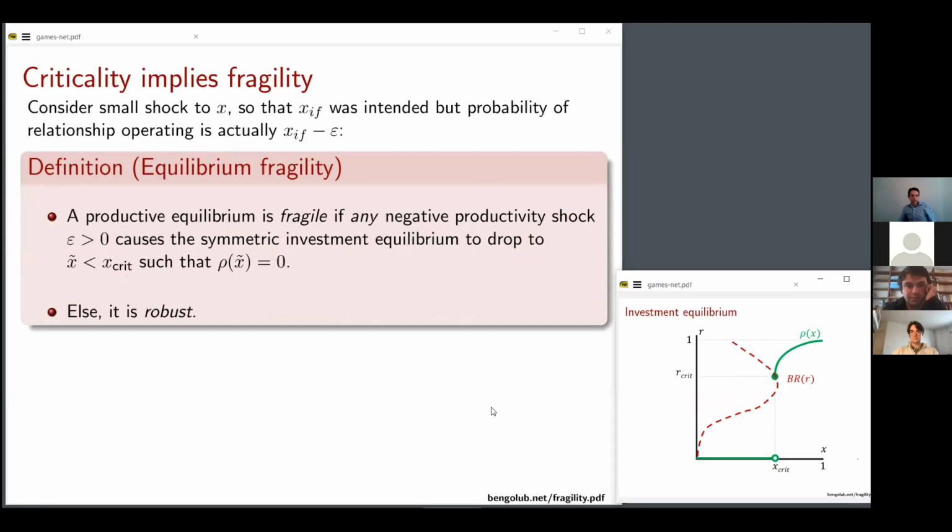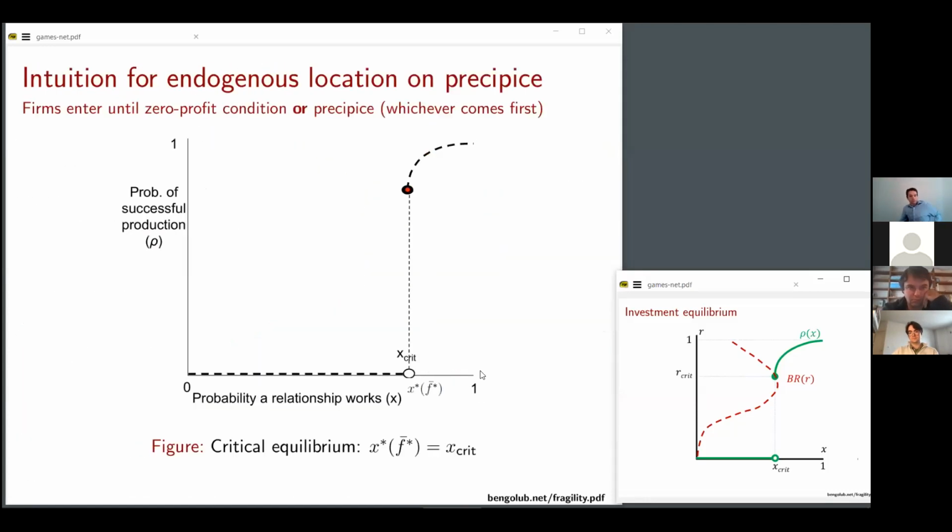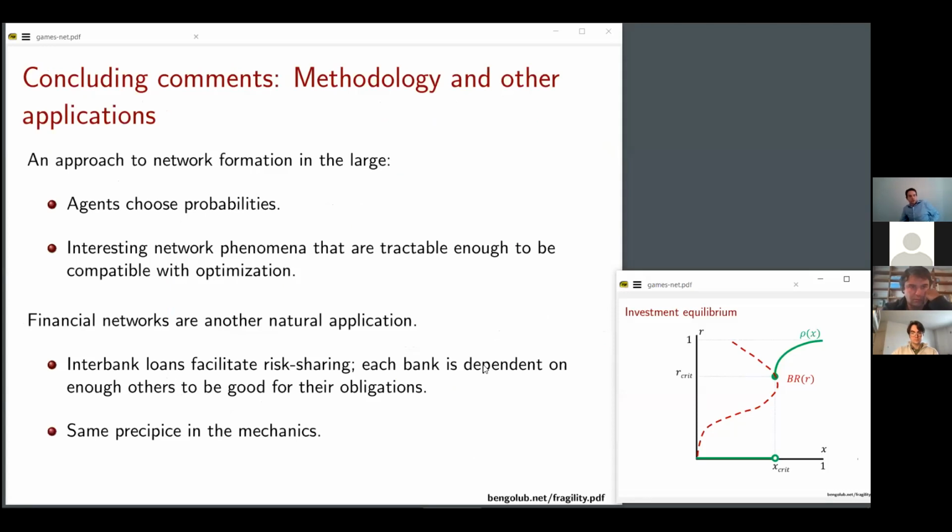And of course, the last thing to say is that criticality implies fragility. I don't need to say much about that. Basically, if you have a little shock at this point to X, everybody was hoping for this X, but the actual X you get is a little worse because we have a surprise pandemic. Then the economy, if it was configured here, will suddenly drop to zero production, and in these richer models, it drops not to zero, but to some much lower level than you had before, because firms have to switch to bad backups. And so there's a lot more to say about interpretations and implications.